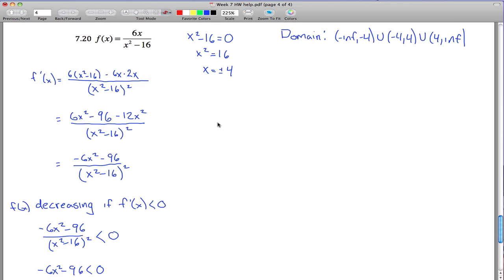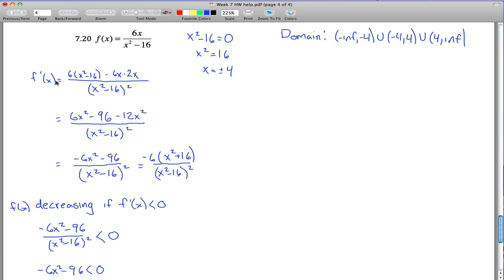We've got to take the second derivative. There's no great form to take the second derivative of. I think the easiest way to do it will be to look at this guy, x squared minus 16 squared. But we can factor out a negative 6 from the top. Negative 6 times x squared plus 16. I think in this form it'll be a little bit easier to take the derivative because we've got this constant out in front, this negative 6.